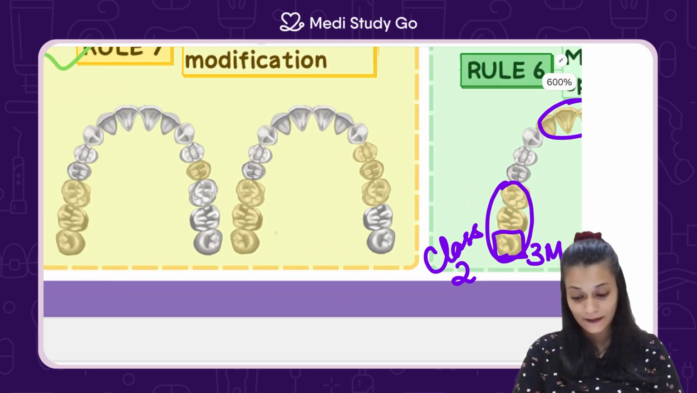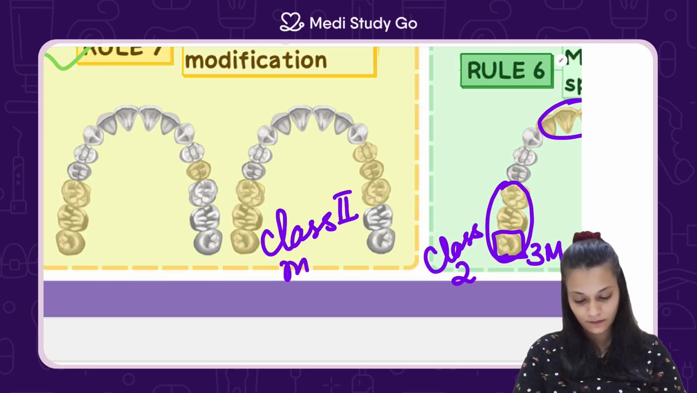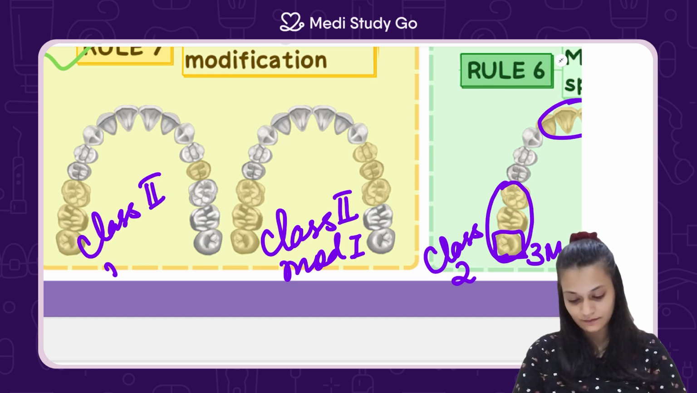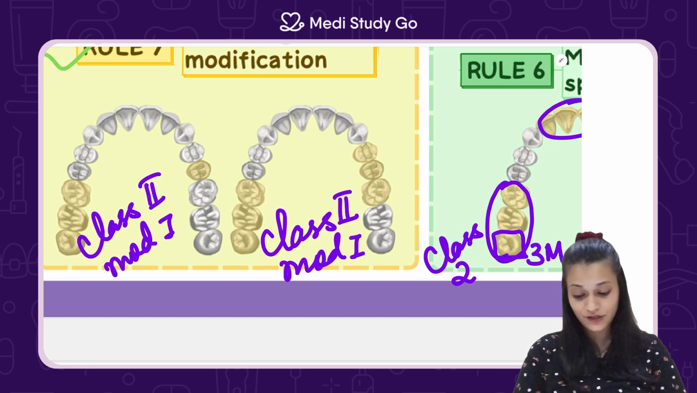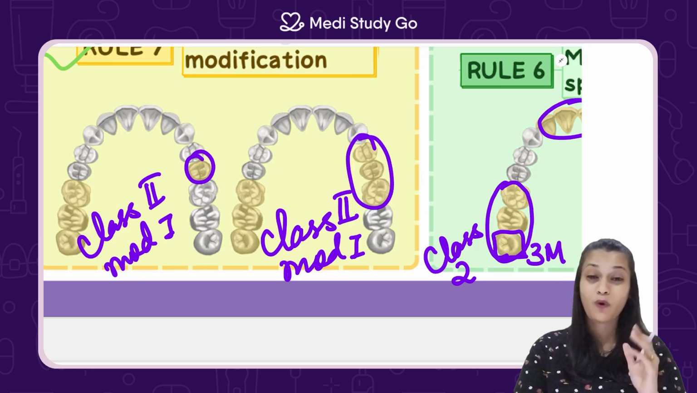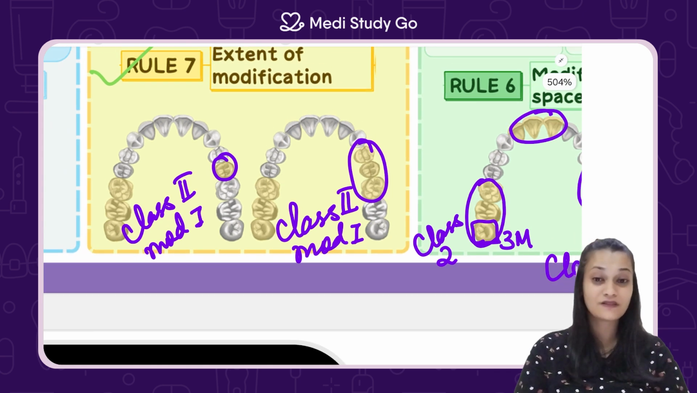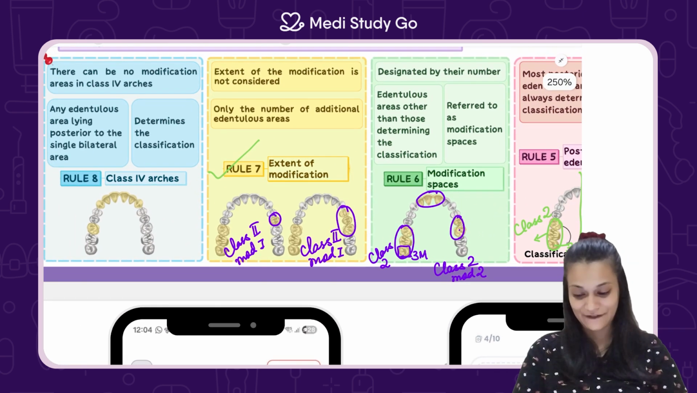Let's solve this. So this will be class 2 mod 1 and this will also be class 2 mod 1. What changed? Number of teeth. What did not change was the number of spaces. Both of them have 1 space. So this is your rule number 7.